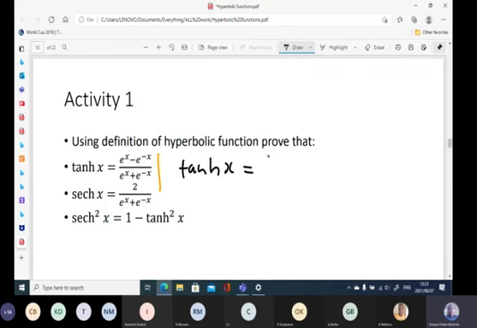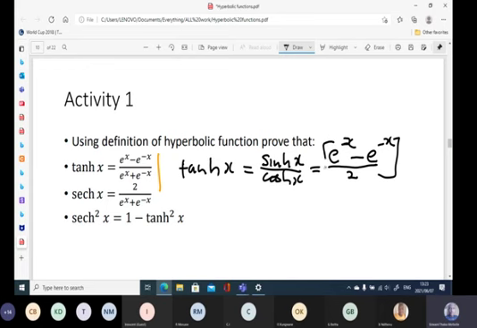To prove the first statement, you are going to rewrite hyperbolic tan x as sinh x over cosh x, which is equivalent. By definition, sinh x is equal to e to the power x minus e to the power minus x over 2, divided by cosh x, which is e to the power x plus e to the power minus x over 2.